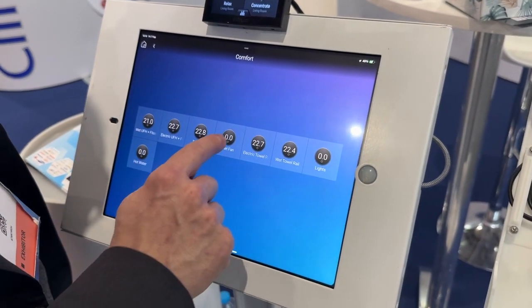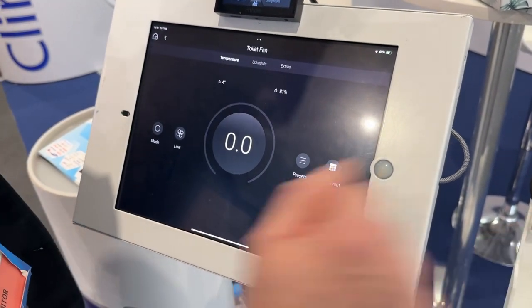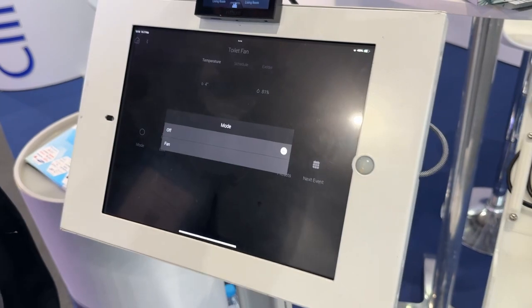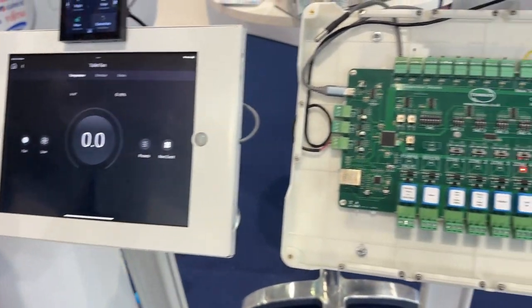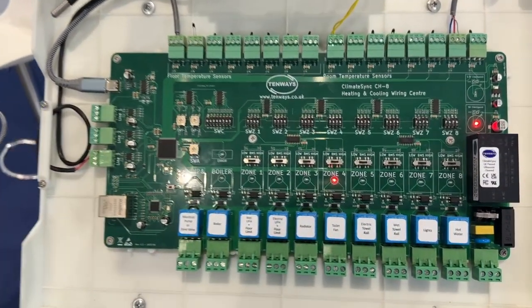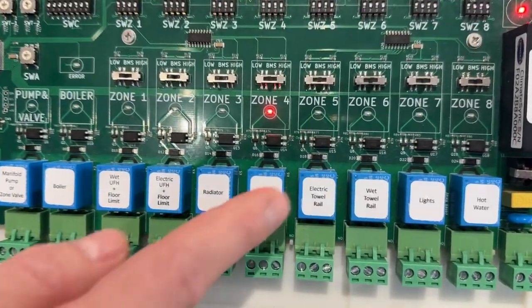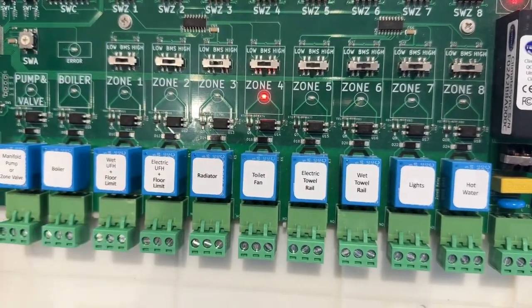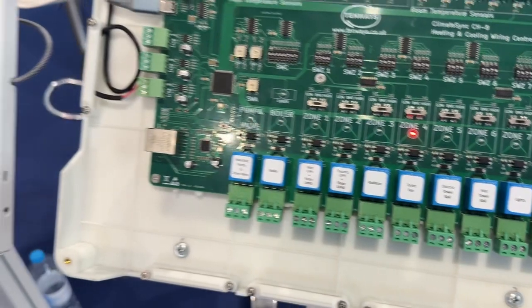Zone number 4 here is configured as a toilet extract fan, so it will always be on fan mode. And therefore, when you go to the mode, you will only have fan mode. If you try to switch on any other mode, the ClimateSync is going to put it back on fan mode, not temperature dependent, just on and off, and that will remain on fan mode.